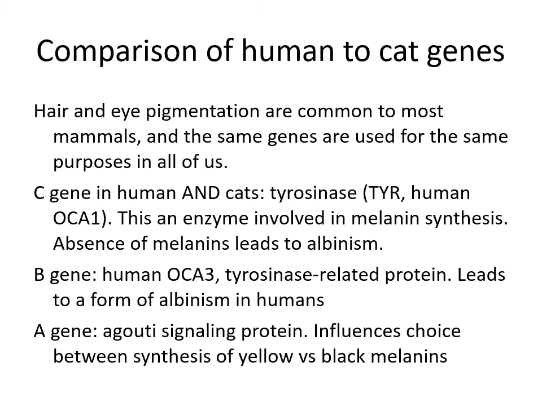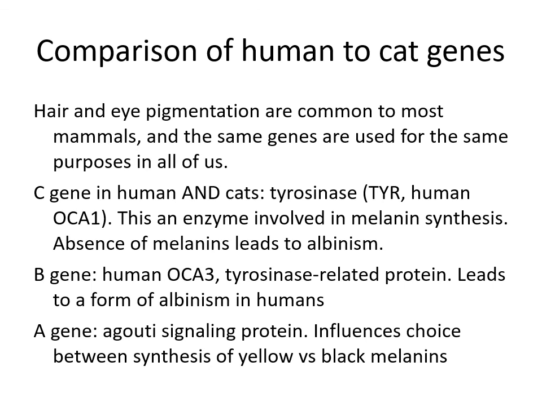So in terms of people, the big C gene in humans is actually the tyrosinase protein itself, which is TYR, also called OCA1. Mutations in this gene are responsible for many human cases of albinism. Similarly for the B gene, the human gene is called OCA3, tyrosinase-related protein, and mutations there also lead to albinism in humans.